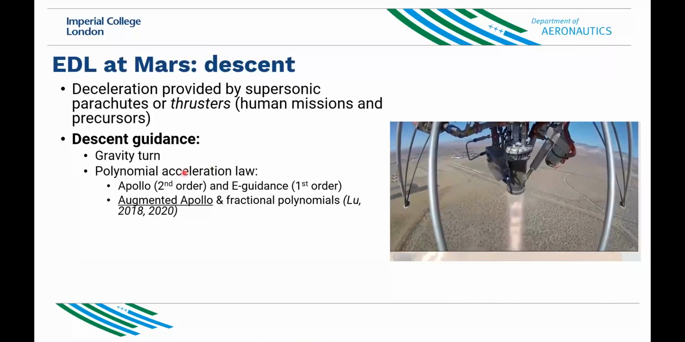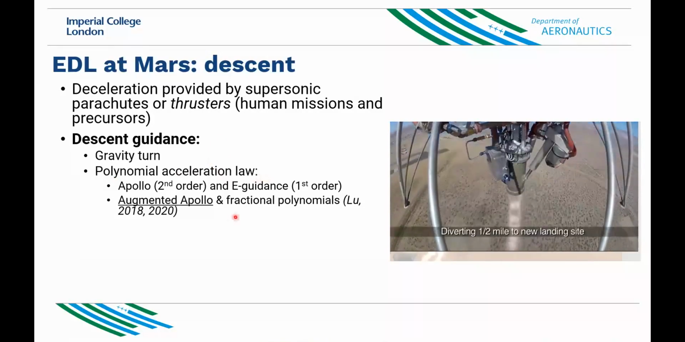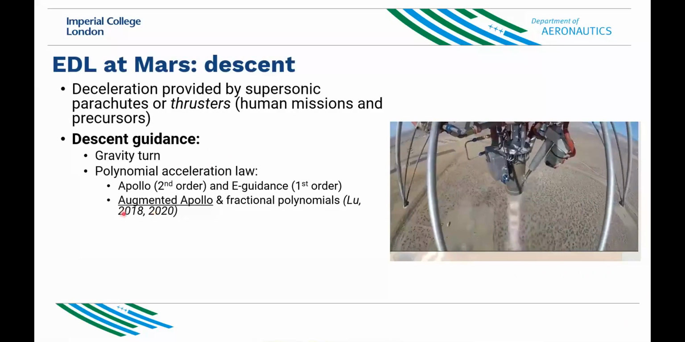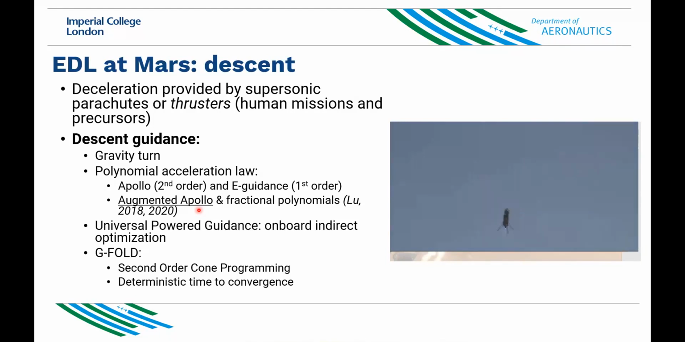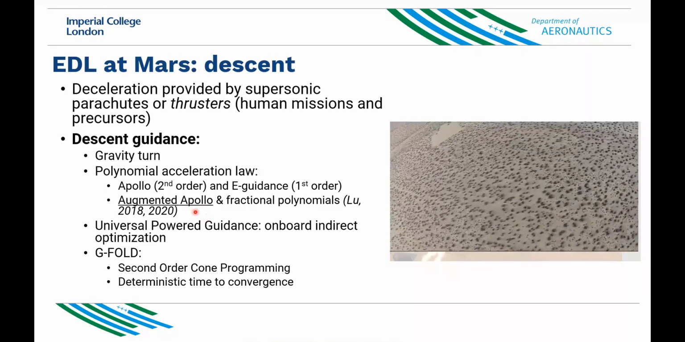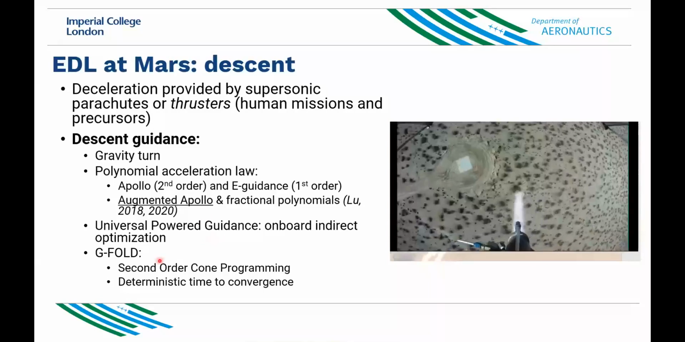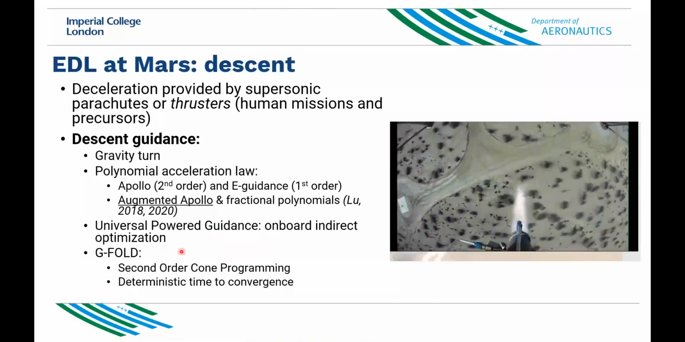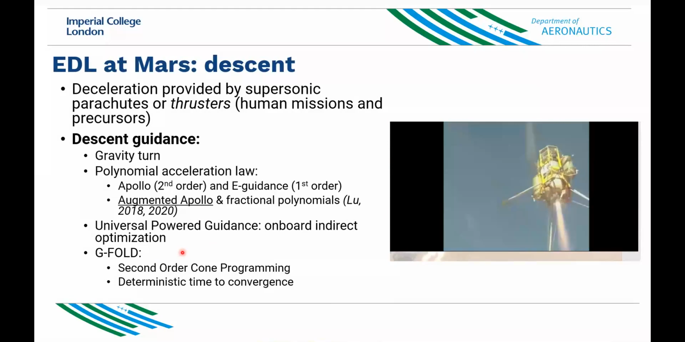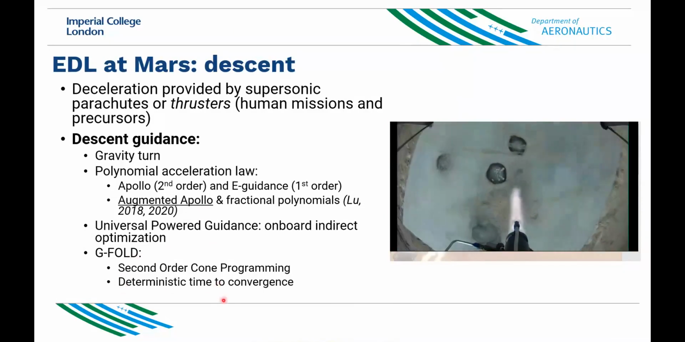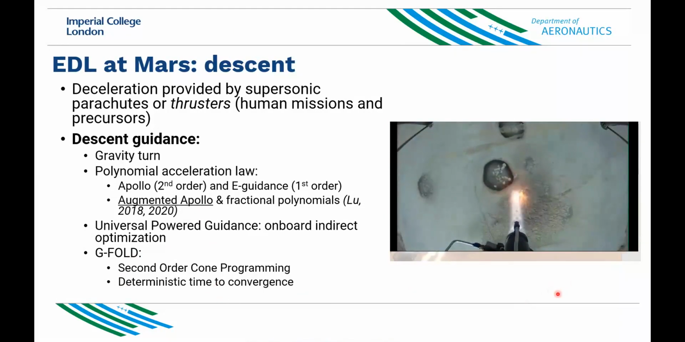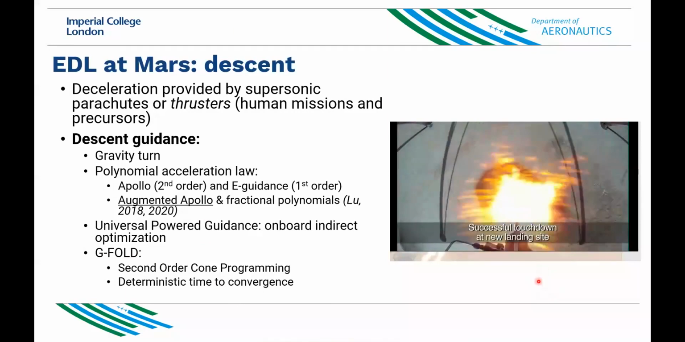In this work, I will consider polynomial acceleration laws. These are polynomial in time, and in particular, the augmented Apollo powered descent guidance that I will show you in a bit. There are other laws such as the universal powered guidance and G-FOLD algorithms. These are essentially algorithms that solve an optimization problem on board. And G-FOLD is particularly interesting because it has deterministic time to convergence and has been tested on Earth, at least, as you can see in this video here.